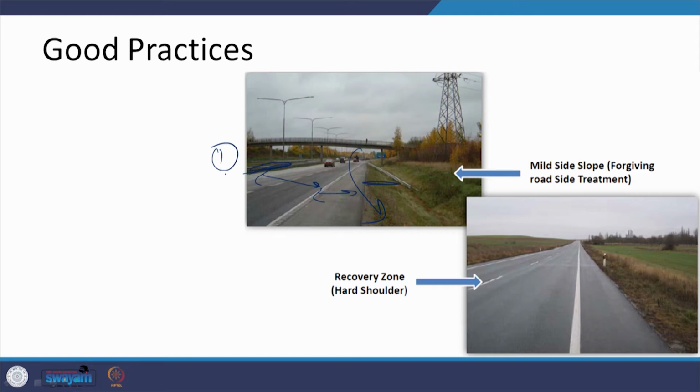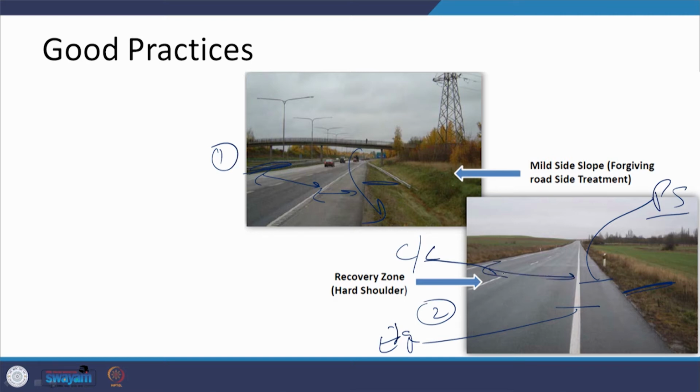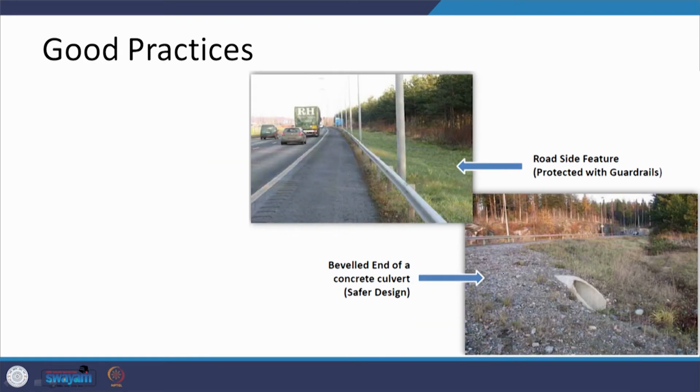Now, in this another photograph number 2, what we found is that there is an edge marking here, there is a center line marking, then there is a paved shoulder, and again a mild slope is being provided on that side. That means it is trying to give you a safer design which is forgiving in nature. At the same time, it tries to delineate the width which should be used by the motorist while they are driving here.